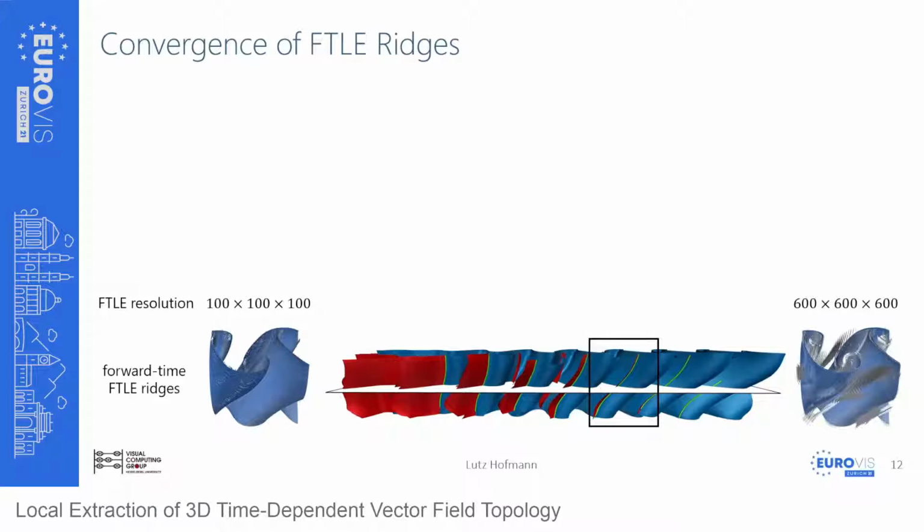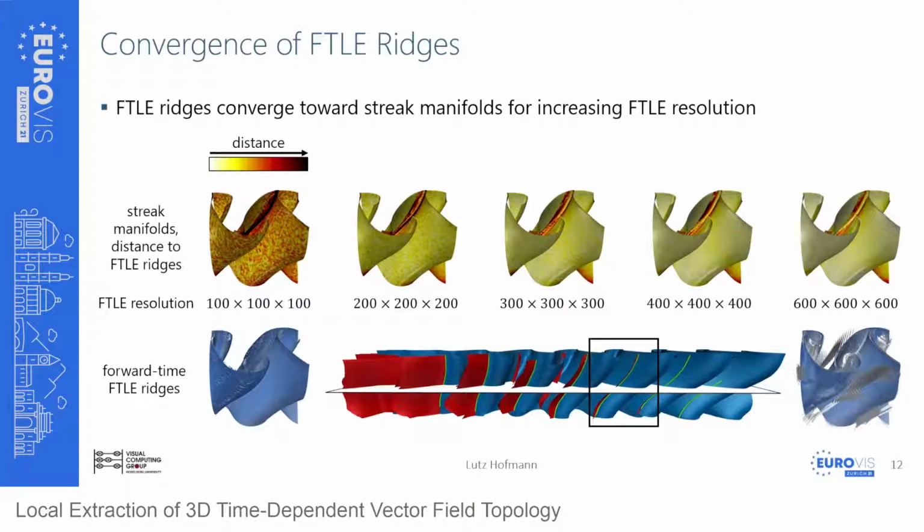Next, we compare our time-dependent topology with the direct extraction of ridges in the FTLE fields. Here we compute the FTLE in a small area of our dataset for different resolutions. And we see that for low resolutions, there is aliasing in the extracted ridge surfaces, while at higher resolutions, false positive FTLE ridges appear that need to be further filtered out. We now compare the distance of our streak manifolds to the FTLE ridges, and we see that it decreases as FTLE resolution increases, which means that the FTLE ridges converge toward our streak manifolds for increasing resolution of FTLE.